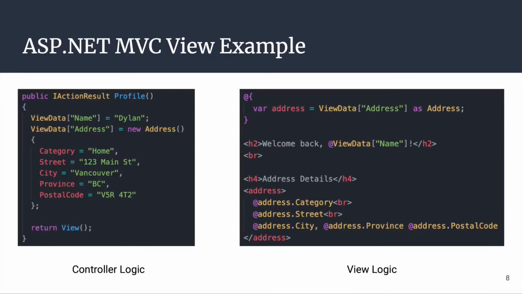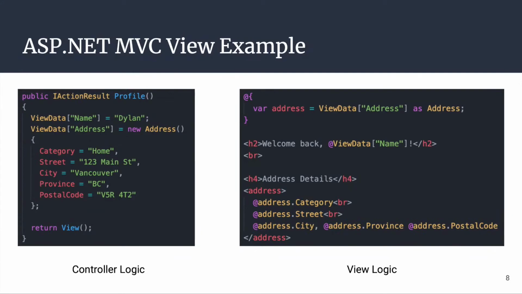Here is an example of how to create a view using ASP.NET MVC. First, we let the controller know that we want to return back a view. This is shown on the left figure. The controller can define view data objects, which enables the transfer of data between the controller and the view. In the example shown, we are storing the user's name and address into the view data dictionary.